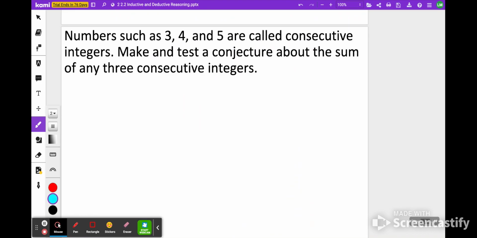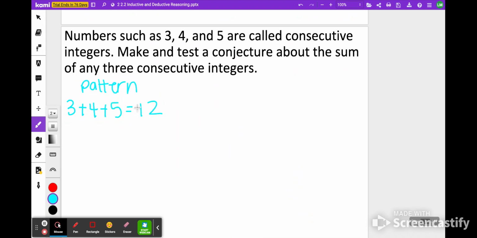Okay. So those are about dealing with patterns. Now let's look at this exact conjecture. Numbers such as 3, 4, and 5 are called consecutive integers. So make and test a conjecture about the sum of any 3 consecutive integers. So the sum meaning we would add them. So we would first want to establish a pattern. Okay, so we can start with 3, 4, and 5. 3 plus 4 plus 5 is equal to 12.